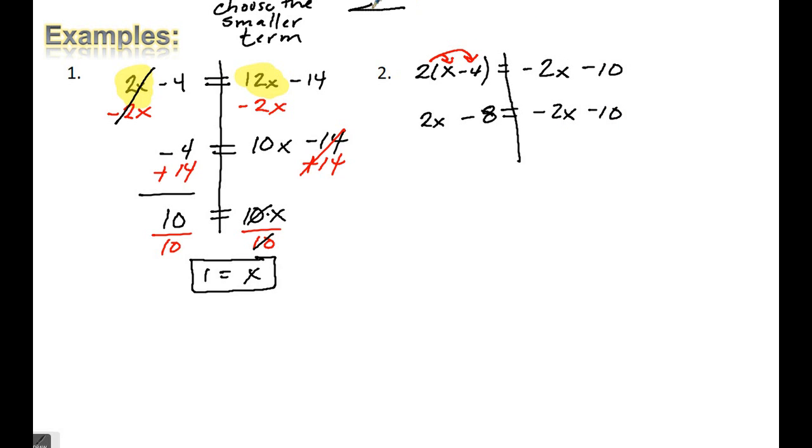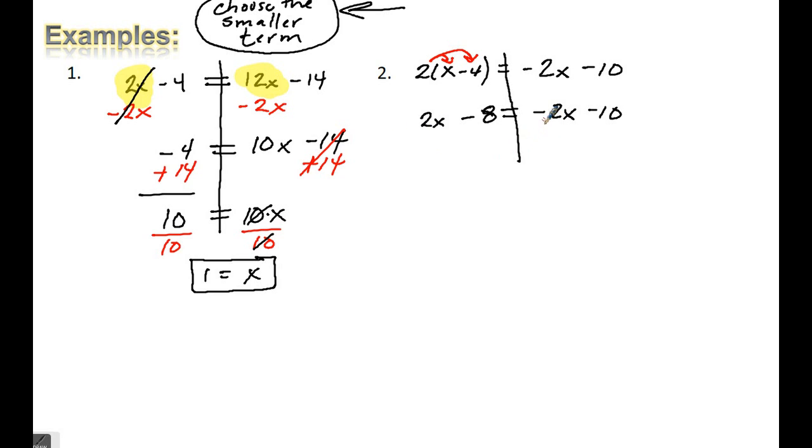Well, go back to the rule up here. I tell you to choose the smaller term. If you choose this every time, you're going to end up with a positive x instead of dealing with negative x's. So which of the two is smaller? Well, the smaller one is going to be the negative 2x. So I'm going to go ahead and subtract 2x.